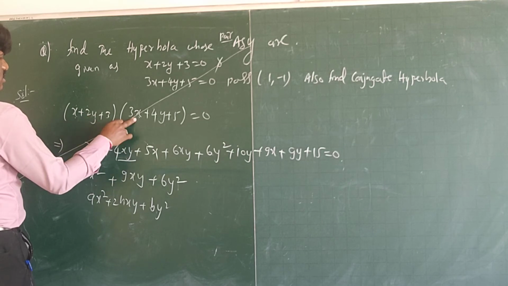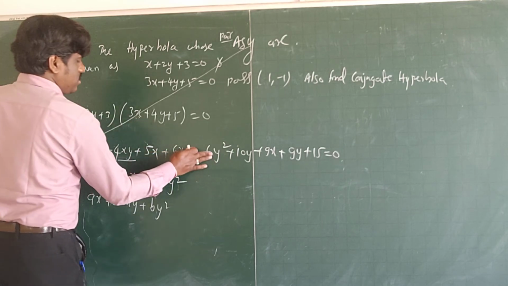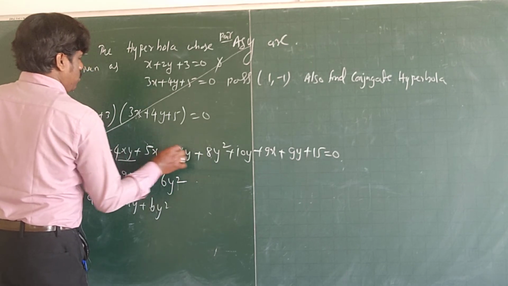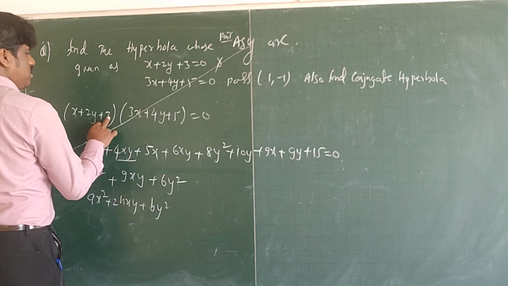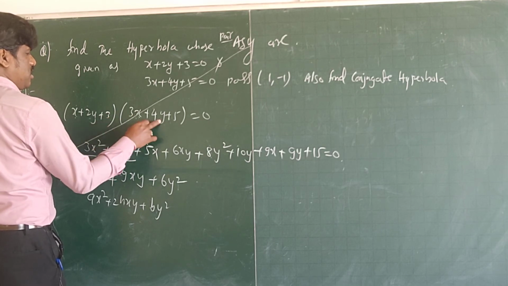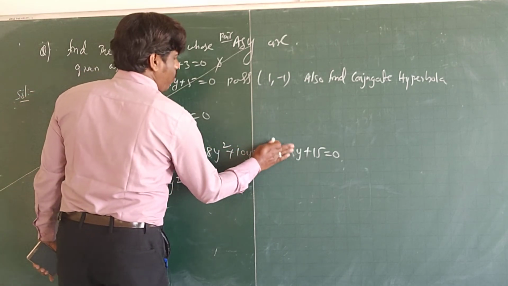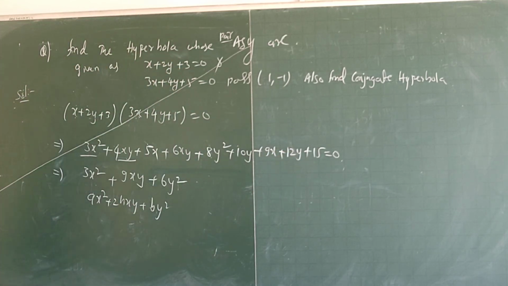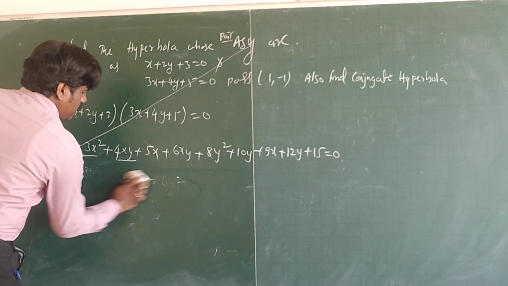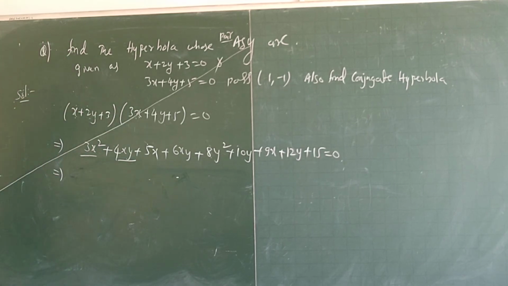So 2 3s are 6xy. And 2 4s are 8y square. Okay, then 2 5s are 10y. 3 3s are 9x. 3 4s are 12y. Sorry, this is 12y plus 15 equal to 0. So you are going to get the equation of asymptote. Okay. So what do you get here?